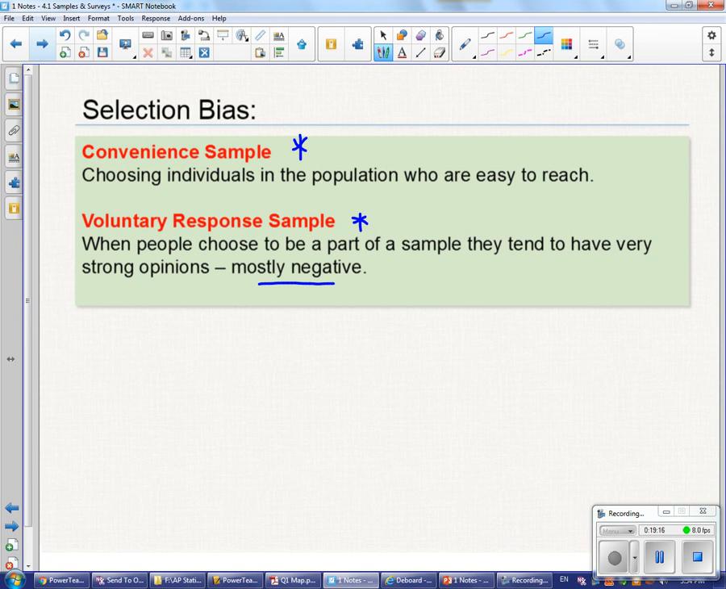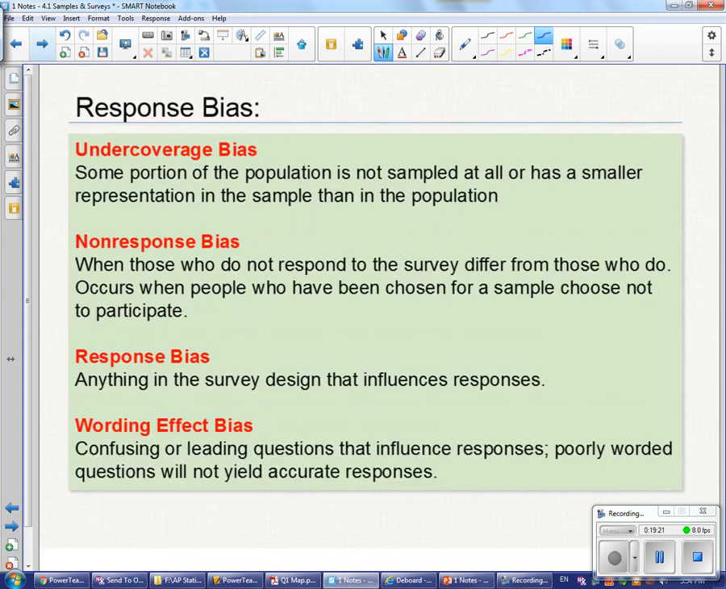These are all voluntary response samples and aren't representative of the entire population. Now the types of bias that can be produced from the response: even if you have a great representative sample, you can still screw it up with response bias. So there are several different types.